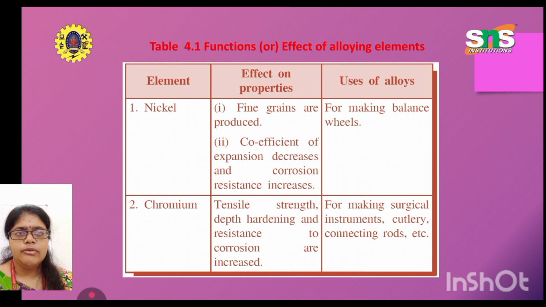In this table, we're going to see the functions or the effect of alloying elements. If you take nickel, the effect on the properties: fine grains are produced, coefficient of expansion decreases and corrosion resistance increases. The use of this alloy is for making balance wheels. Next is chromium. Tensile strength, deep hardening and resistance to corrosion are increased when you use chromium. These alloys are used for making surgical instruments, cutlery, connecting rods, etc.